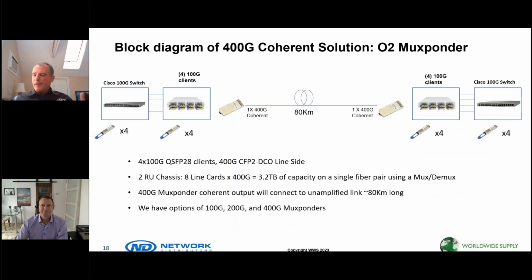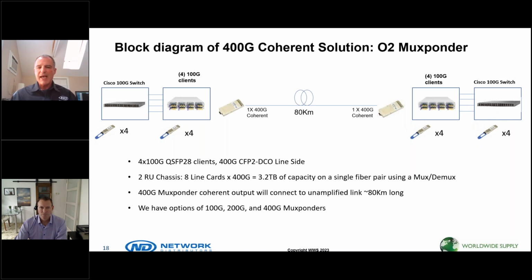Let's do that. So this is an example where we connected 3 cities together up above the Great Lakes. They wanted to go from one city to another, about 90 kilometers. I changed some of the numbers to make it less particular to their application. They needed to get 100 gig QSFP28 ports on the client side, and we used the CFP2 DCO on the line side. Why? Because it's plug and play directly into the muxponder, no amplifiers required.